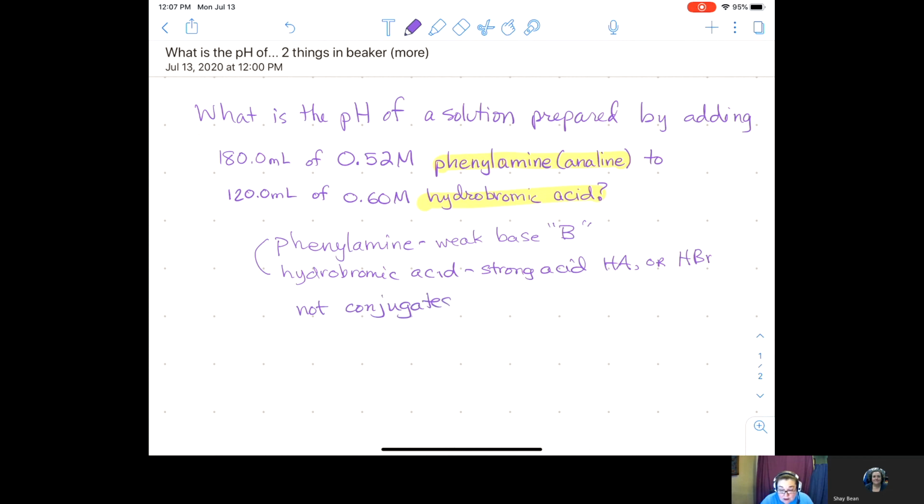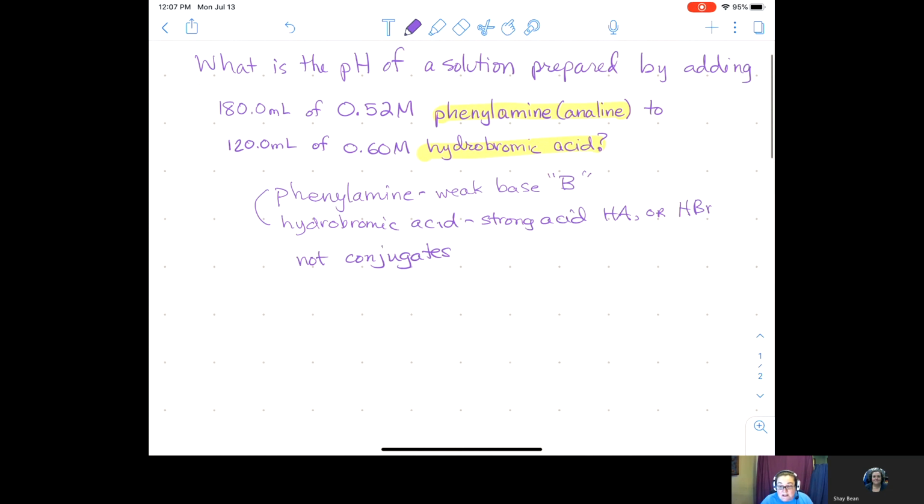On my flowchart, go back and pull up that sheet with the flowchart. If I have an acid and a base that are not conjugates, what do I do? I run a reaction. It's a forward reaction between the acid and the base. An acid plus a base yields a salt plus water, and it is a limiting reagent reaction a la Chem 1. So I'm going to run the reaction between the acid and the base. It is hydrobromic acid plus the phenylamine, which I can write simply as the base, the B.